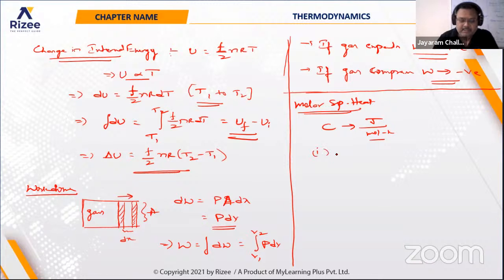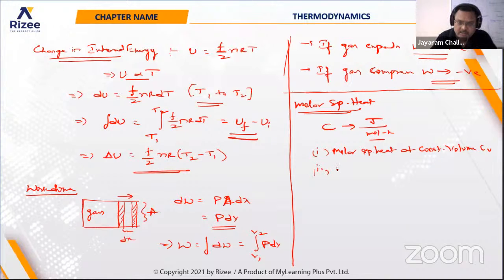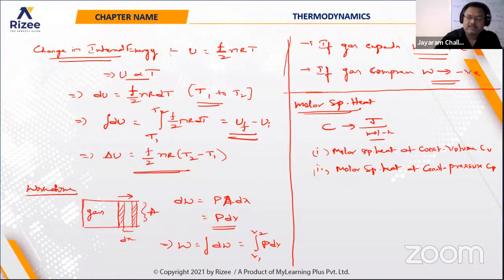So two types of specific heats will be there. One is the molar specific heat at constant volume, represented by Cv, and the second one is the molar specific heat at constant pressure, which is represented by Cp. By definition, both of them are under the same conditions: the heat required to raise the temperature by 1 degree centigrade at constant volume, and for constant pressure, the heat required to raise the temperature by 1 degree at constant pressure conditions.